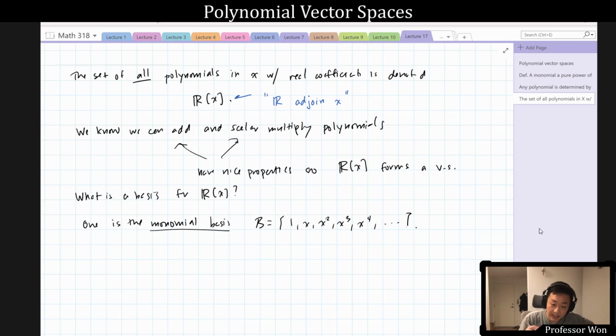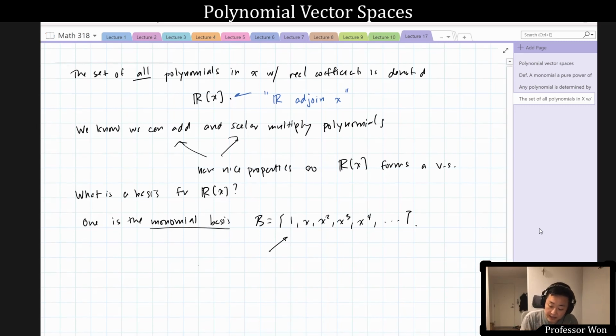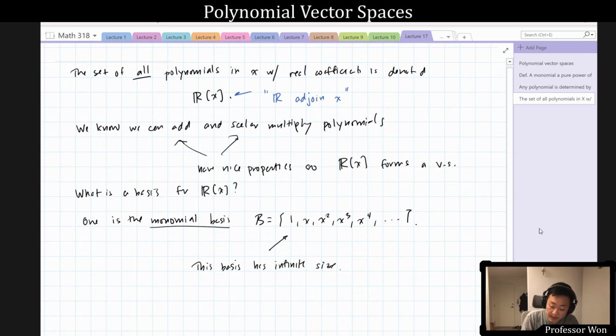Okay, so this is our first example, and it's a very natural example of an infinite dimensional vector space. So this basis has infinite size. And the definition of dimension should be the number of vectors in a basis. And that means that the dimension of this vector space is not finite. It's an infinite dimensional vector space.